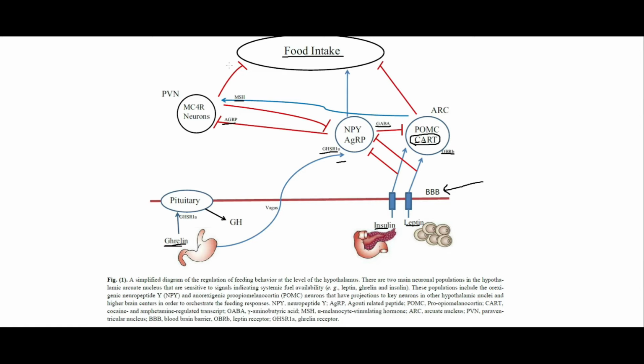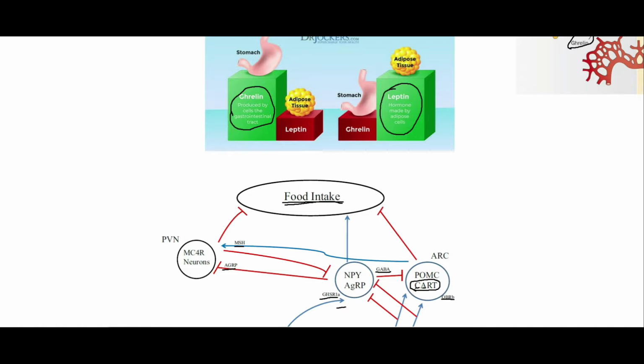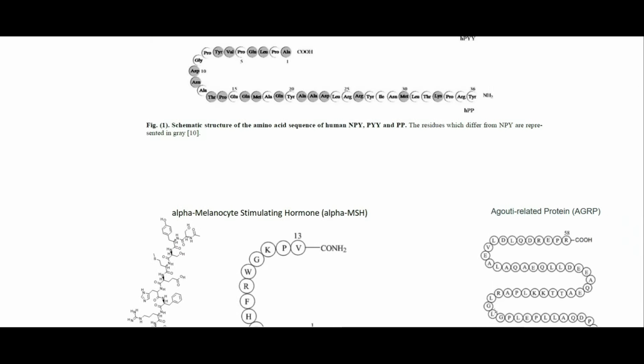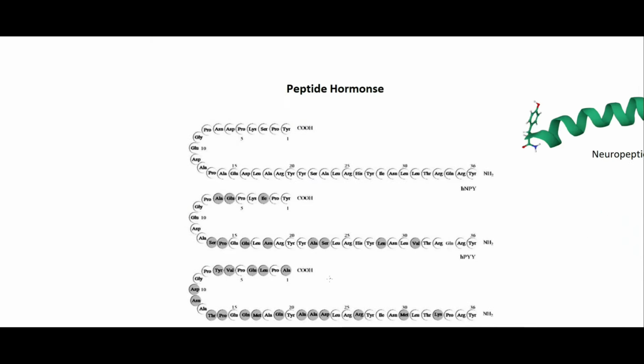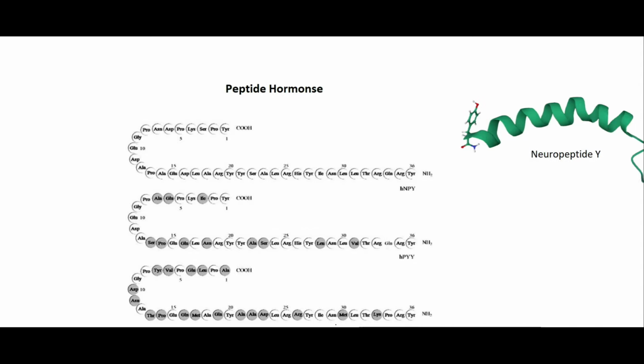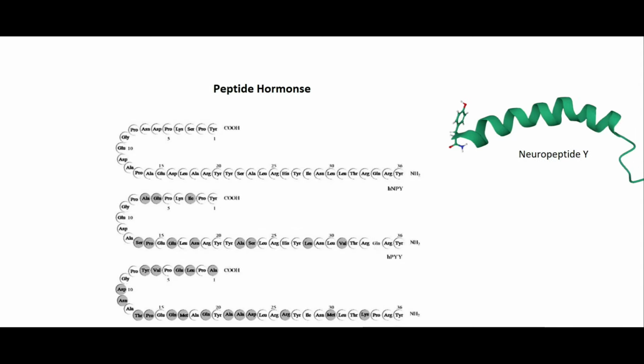And when it's inhibited, it's no longer inhibiting food intake, and so that's what makes you feel hungry. Before I get to that, I wanted to show a few of the peptide hormones that we're talking about. This is the structure of neuropeptide Y. This is its sequence, and peptide YY, which both have this tyrosine here. That's the single letter code for tyrosine.